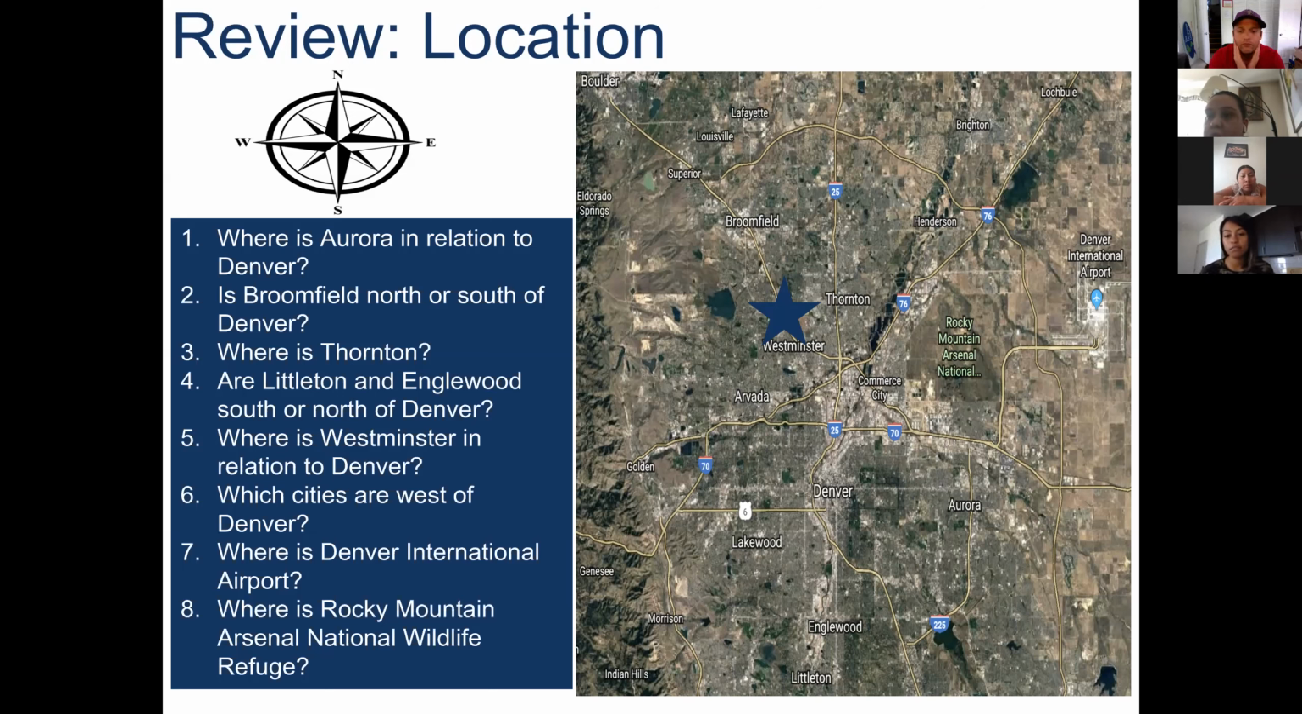Which cities are west of Denver, Sarai? Golden, Lakewood, Genesee. Good. Where is Denver International Airport? Northeast of Denver. Good. Where is Rocky Mountain Arsenal National Wildlife Refuge? The same, northeast of Denver. Good.